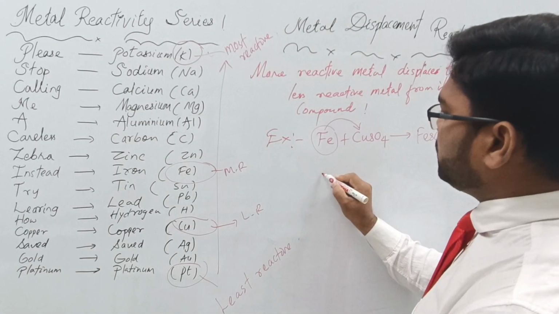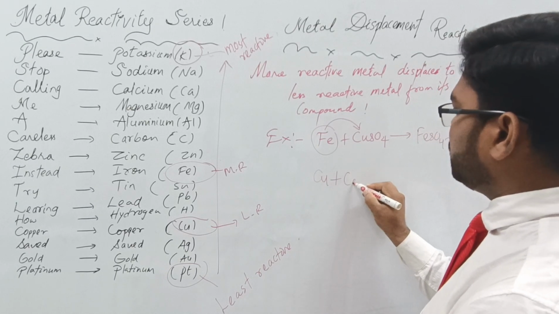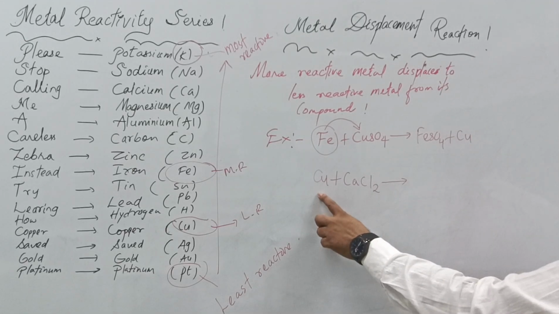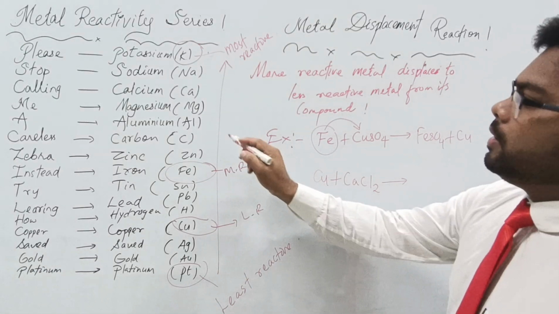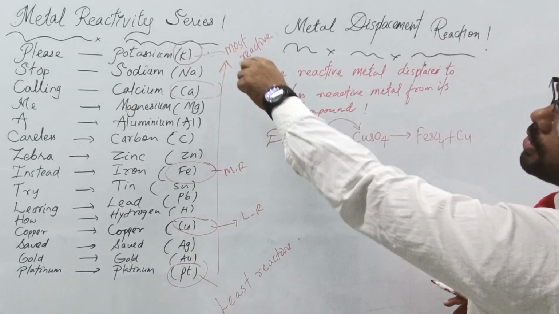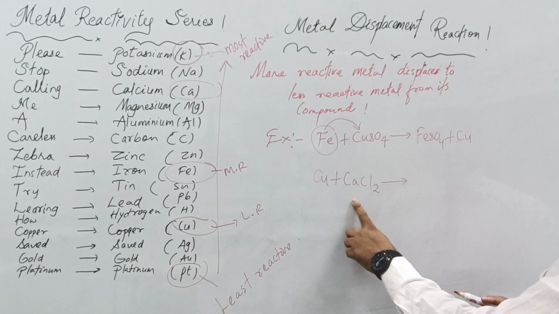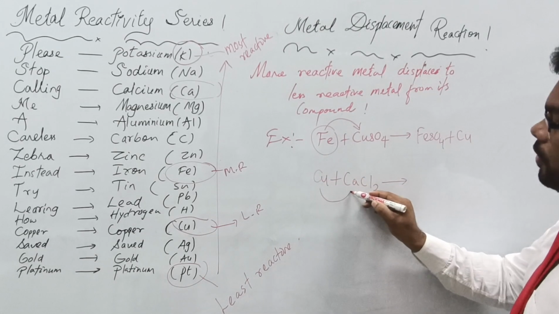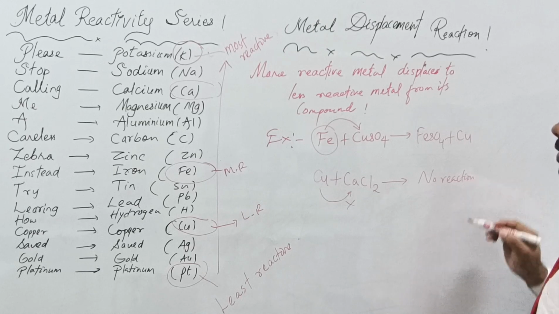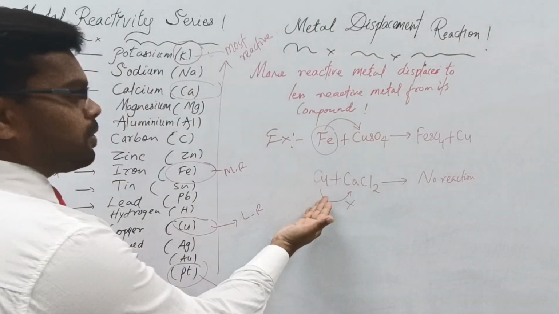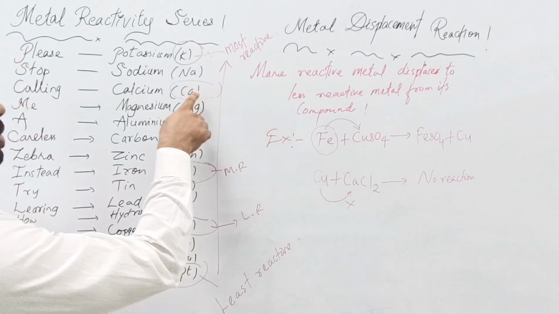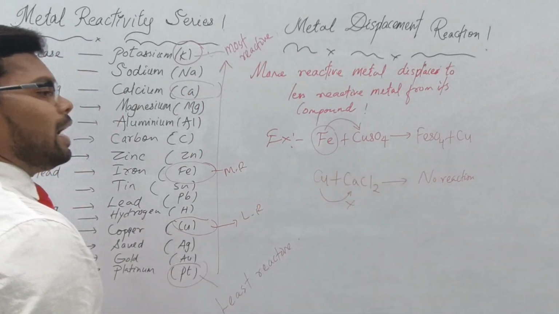However, what if copper reacts with calcium chloride? What will be the product? Copper, look at the series, it is here. Calcium is at the top of the series. Yes, it is here at the top of the metal reactivity series, right? So copper is less reactive. It cannot displace calcium from its compounds. Therefore, you can write no reaction. No reaction. Is it clear? As copper is less reactive, it cannot displace calcium, as calcium is a more reactive metal. Therefore, the reaction cannot take place.